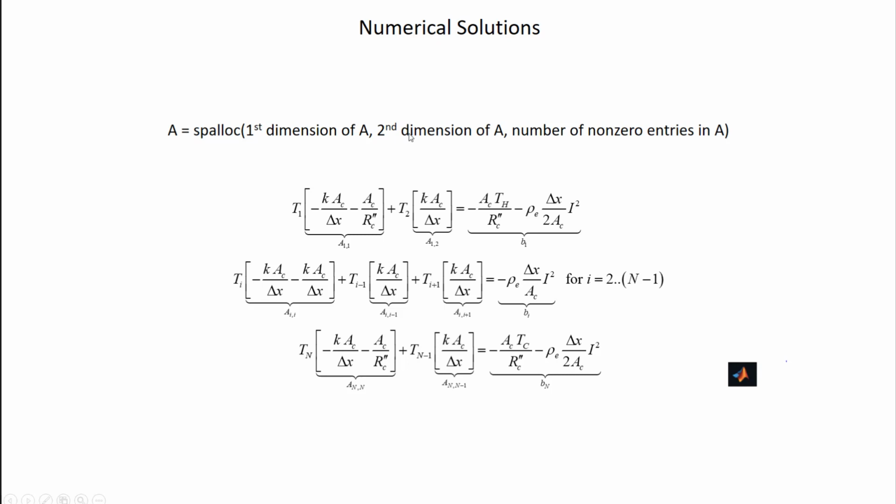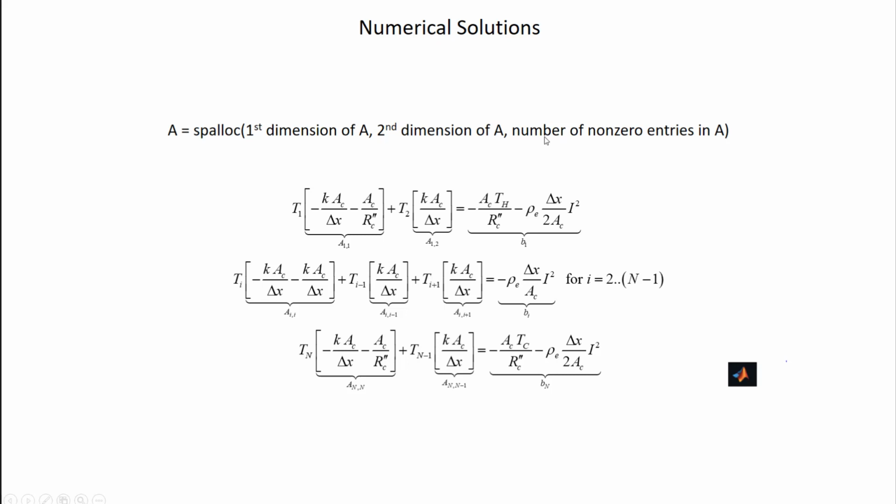The spalloc command takes in 3 arguments. The first 2 arguments are just what's the dimension of A, right? So A is n by n. This first argument is going to be n, right? There's n equations, so there's n rows. The second argument is also going to be n. There's n columns because there's n unknowns.